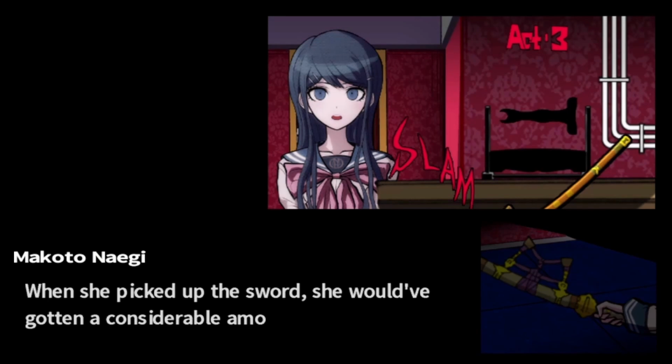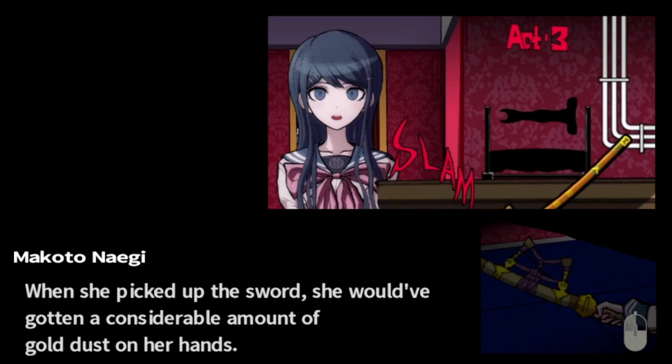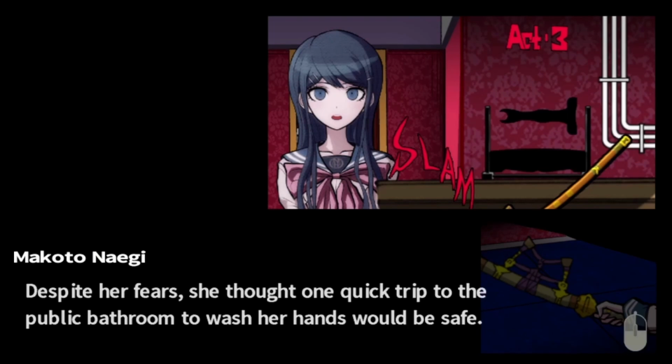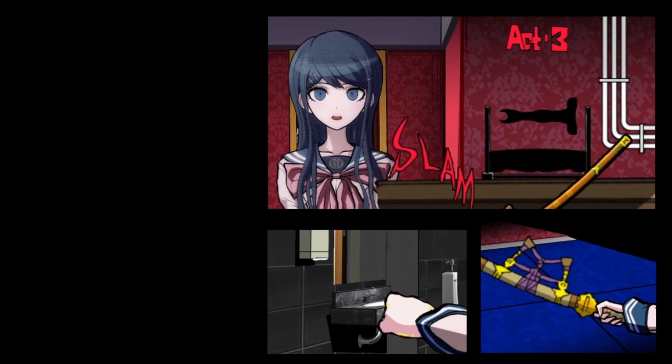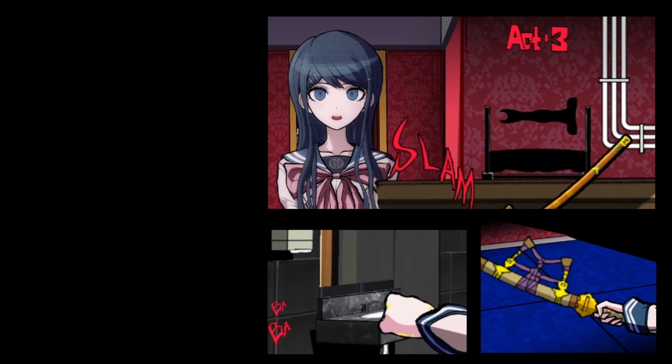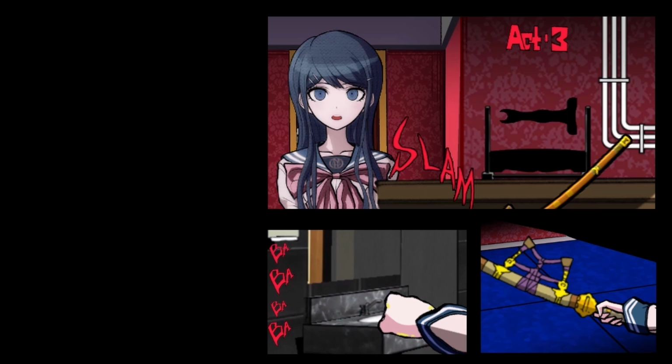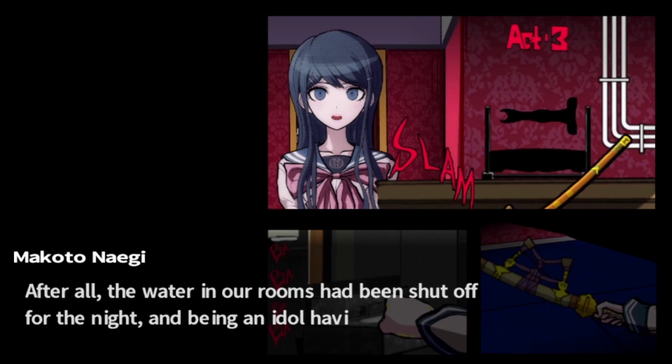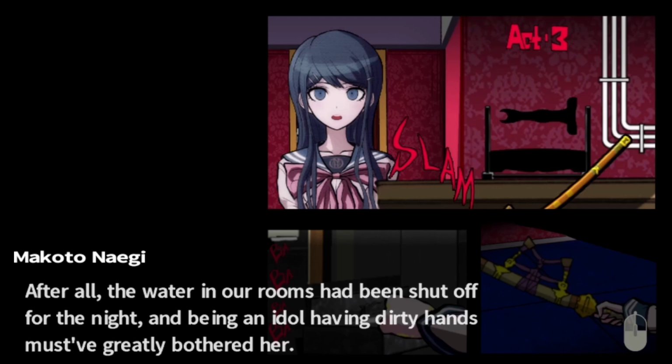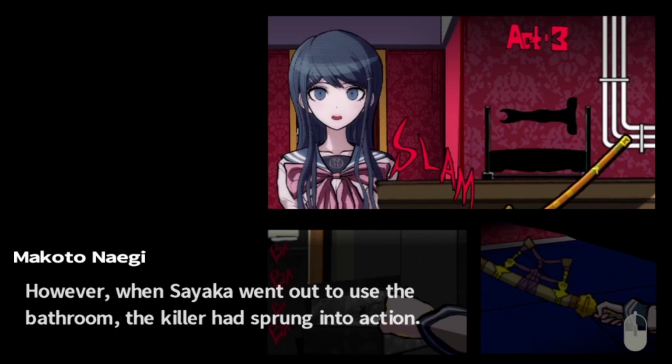When she picked up the sword, she would have gotten a considerable amount of gold dust on her hands. Despite her fears, she thought one quick trip to the public bathroom to wash her hands would be safe. After all, the water in our rooms had been shut off for the night, and being an idol, having dirty hands must have greatly bothered her. However, when Sayaka went out to use the bathroom, the killer had sprung into action.